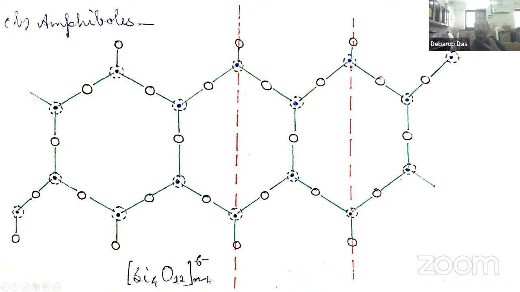N, because it may end at 10 or 20 or 30 or 40 or 100, even maybe 1000. Anywhere it may end. So it is also called an infinite length double chain silicate. And people say double chains are amphiboles, pyroxenes are single chains.